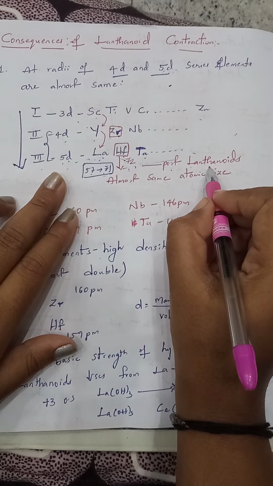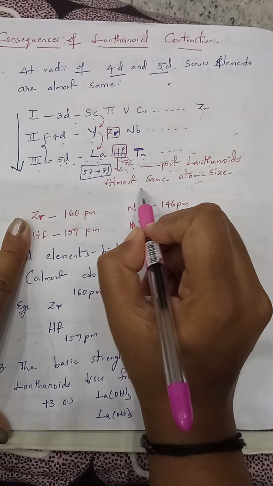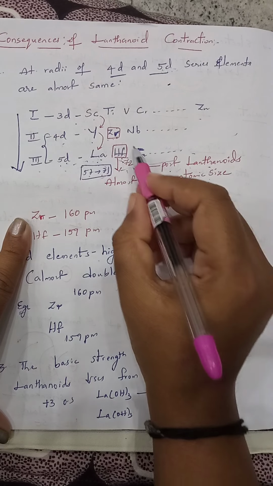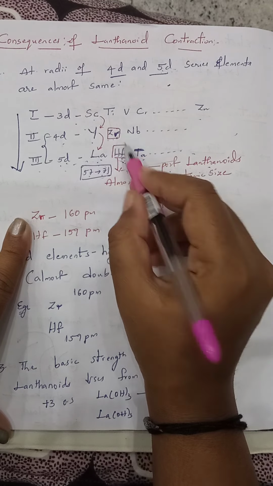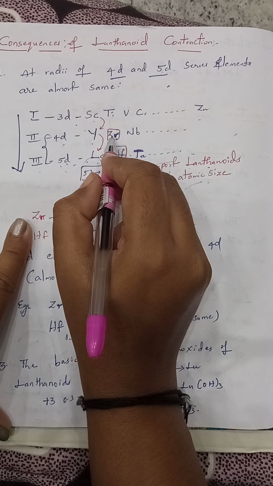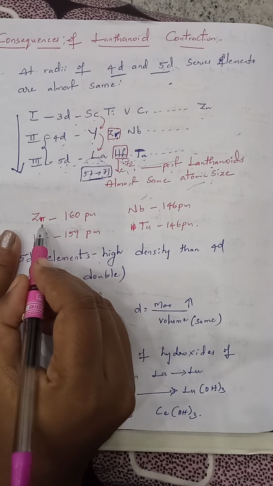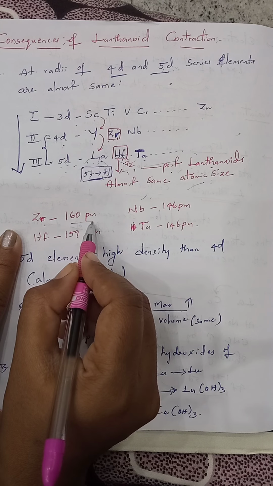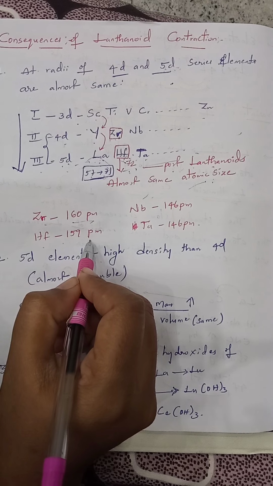Now this zirconium and hafnium, though they are in different series, their sizes are almost the same. Why is this atomic size almost the same between zirconium and hafnium? This is due to lanthanide contraction. Here we can see the lanthanides. This hafnium comes after the lanthanides, so due to the lanthanide contraction, hafnium shows atomic radii similar to that of the 4d series element zirconium. Zirconium's atomic radius is 160 picometers, hafnium's is 159 picometers.